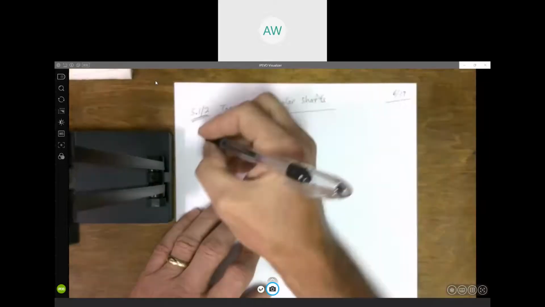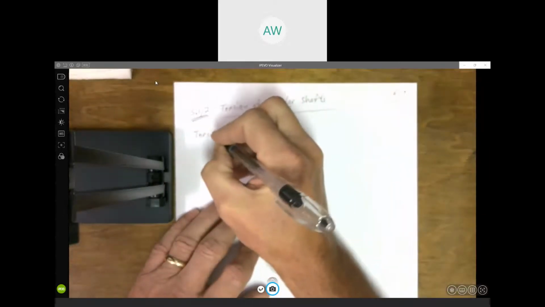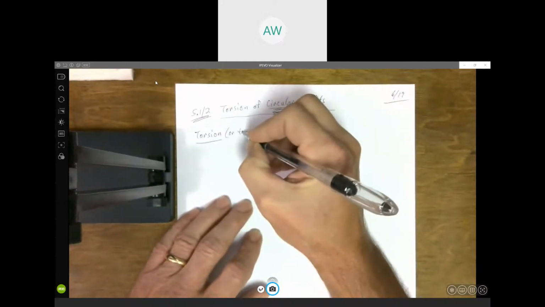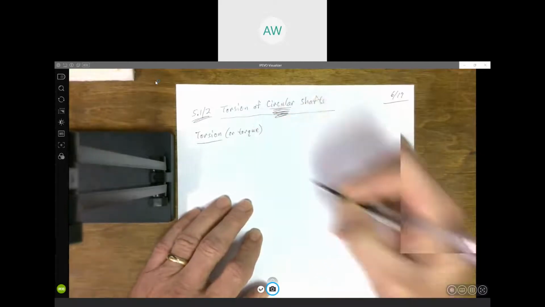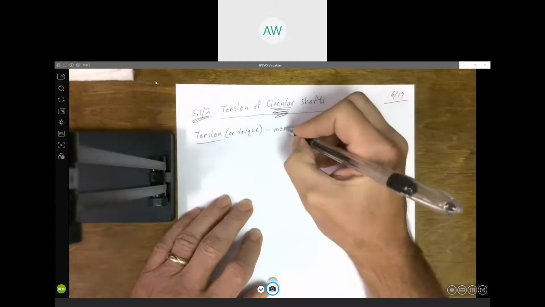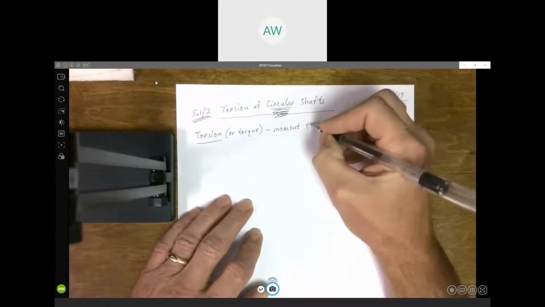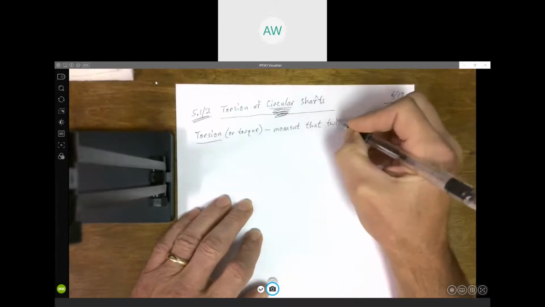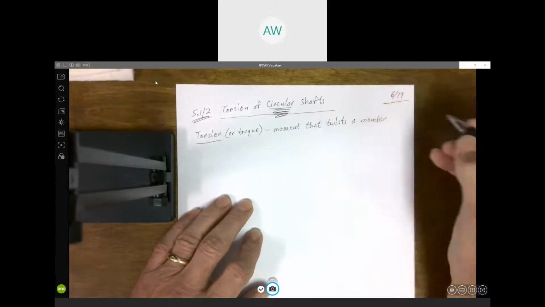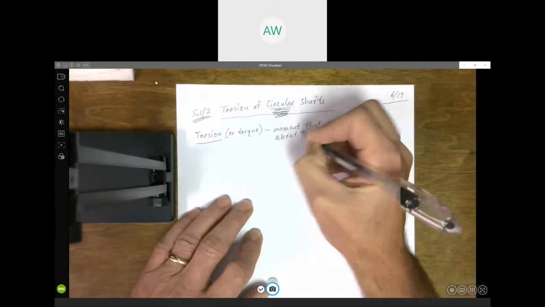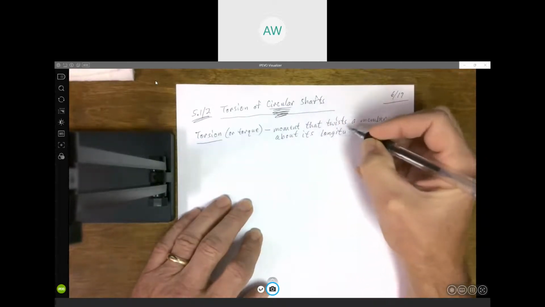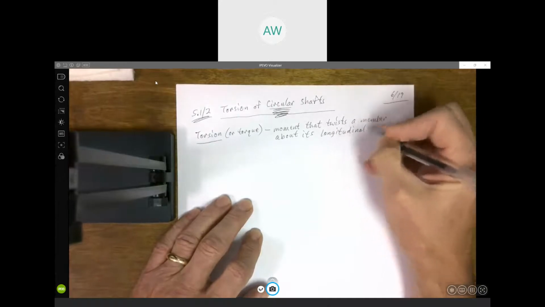So let's start with basically defining what we mean by torsion. Also, you'll see this referred to as torque, also a very common name. It's a moment that twists a member about its longitudinal axis.